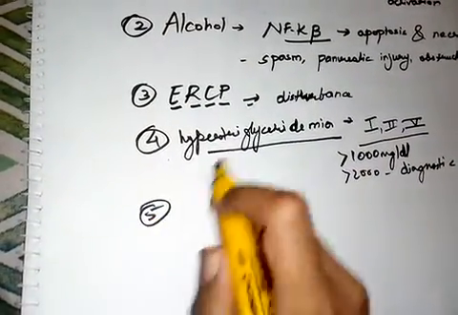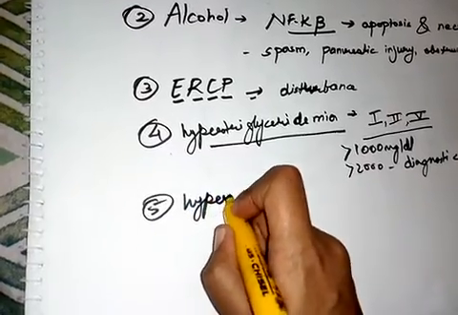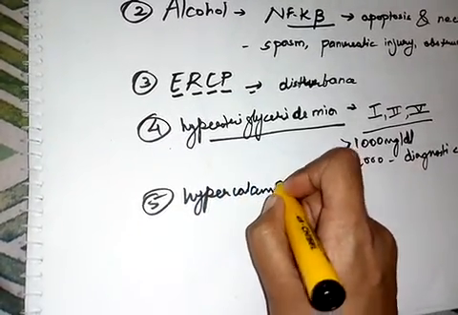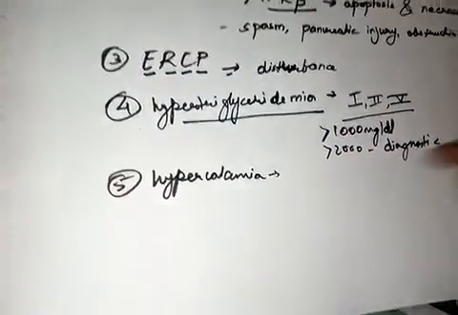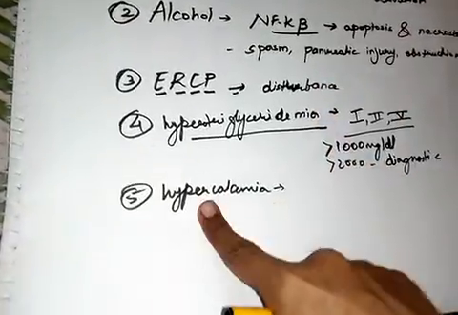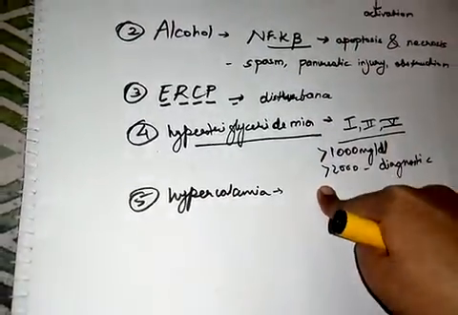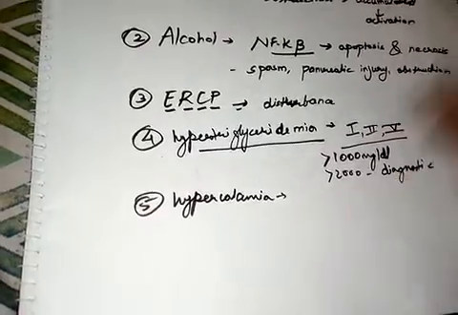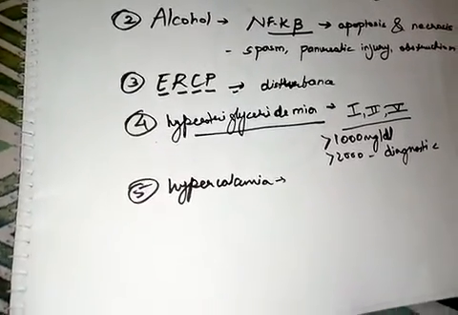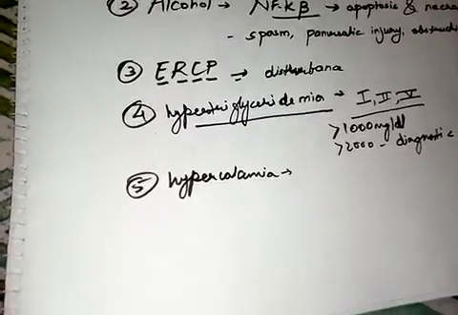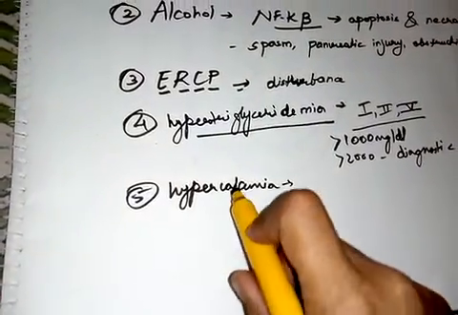Also, hypercalcemia. Now what happens is, there is a paradox. Hypercalcemia causes pancreatitis, but pancreatitis itself causes hypocalcemia. I will talk about it later.